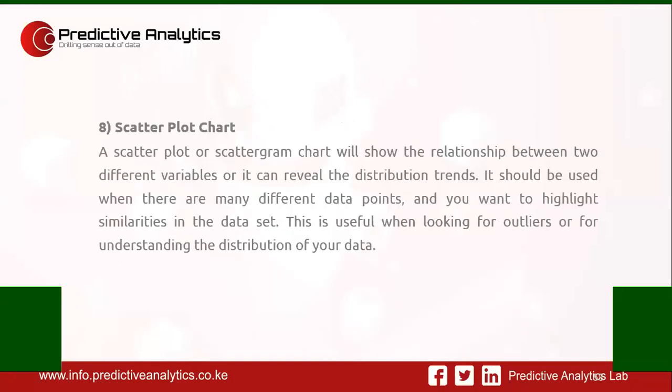Next, we have a scatter plot chart. A scatter plot or a scattergram will show the relationship between two different variables, or it can reveal the distribution trends. It should be used when there are many different data points and you want to highlight similarities in the dataset. This is useful when looking for outliers or for understanding the distribution of data.